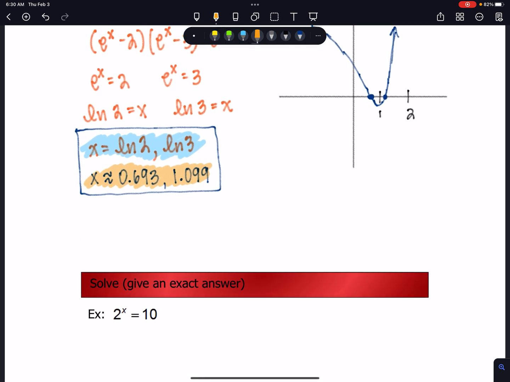Okay, in the next video, we're going to continue to solve a few more exponential equations and go into some logarithmic equations.